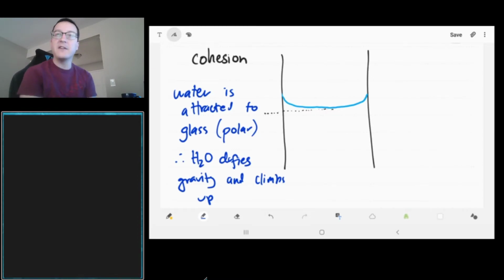I do not have any glasses of water next to me right now, but you could probably even see that in a normal glass of water. You'll see the edges just kind of flick up a little bit towards the glass, just because the water is attracted to it.